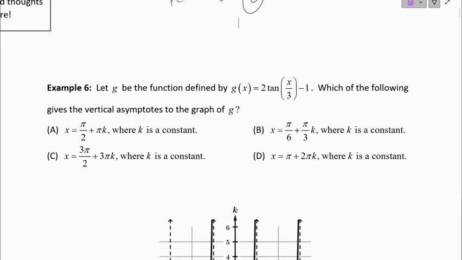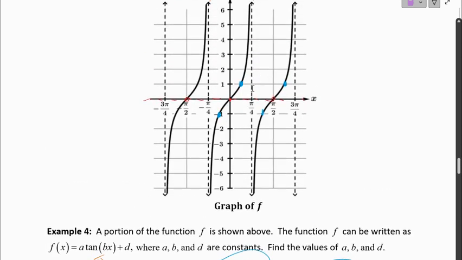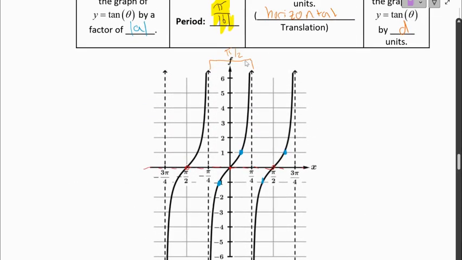All right, example 6. Let g be the function, there it is, for which the following gives the vertical asymptotes of the graph. With this in mind, we can actually use the previous example. Our period was pi halves, which if we split in half, we get pi fourths and negative pi fourths. It's kind of how we figured it out, and that's where each vertical asymptote is.